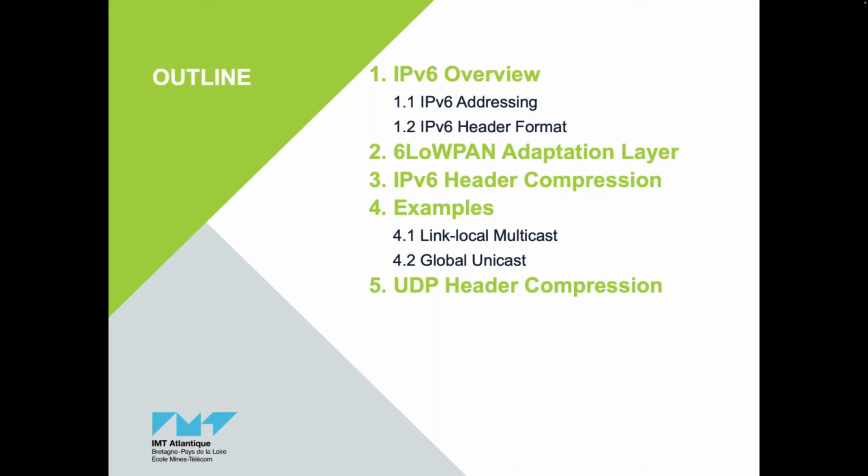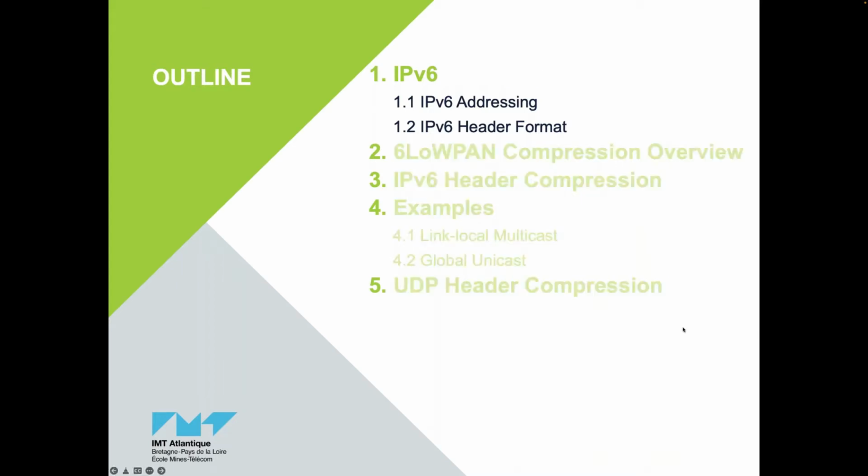And in the fourth section, I will give you two examples of IPv6 header compression based on 6LoWPAN. So we'll have link local multicast and global unicast IPv6 addresses. And I will conclude this webinar with the UDP header compression mechanism. I will show how, in addition to IPv6 header compression, the 6LoWPAN adaptation layer proposes to compress the UDP header as well. So we'll proceed with the first part.